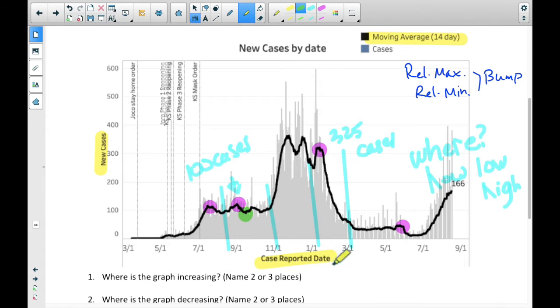Well, maybe that's a relative min. Maybe that's a relative min. This is definitely a relative min. That's a relative min. And so, again, we can ask, where is it? And we can ask, how high or how low is it?